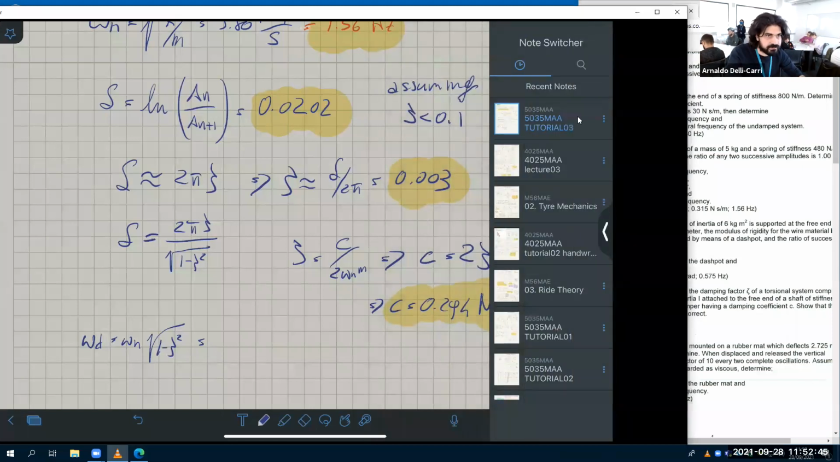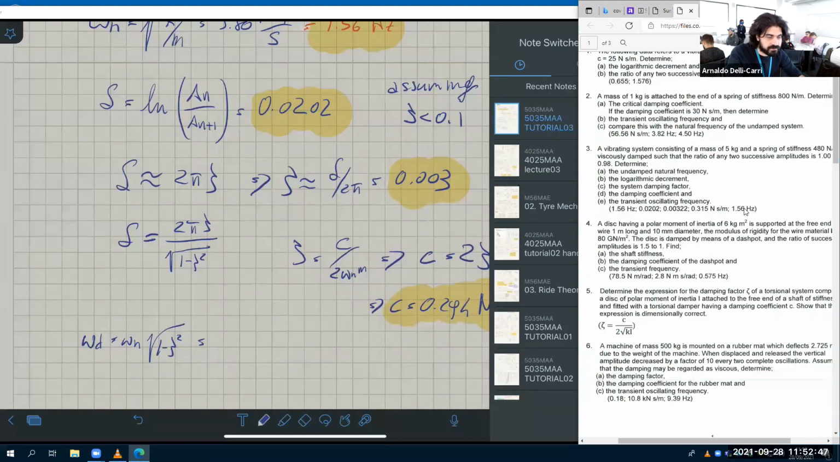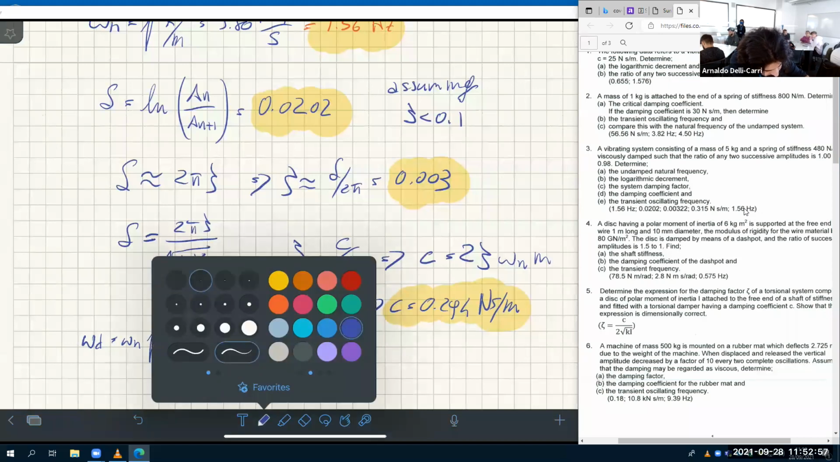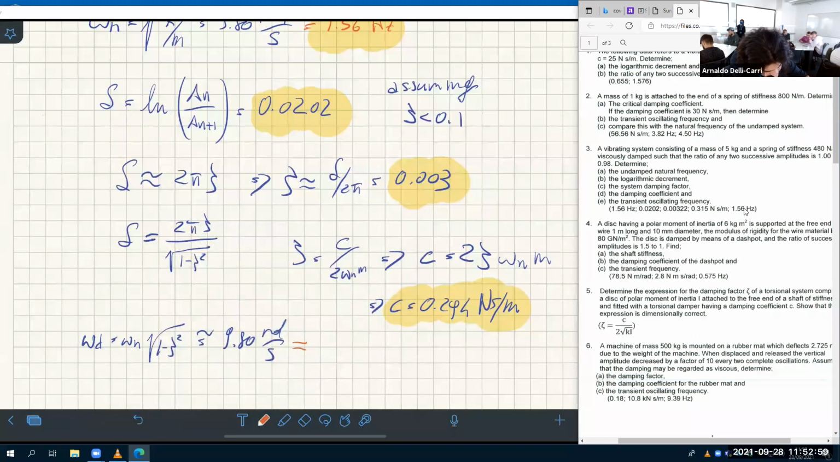Hey, look, it's the same. Why is it almost the same? It is almost 9.80 radians per second, which is almost, of course, 1.56 hertz. Why? Because the damping ratio is ridiculously small.